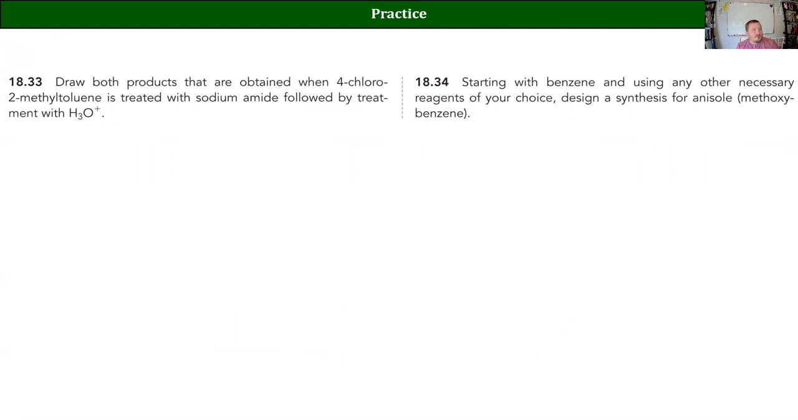All right, so let's do another practice. You've got 4-chloro-2-methyl-toluene, and it's treated with a strong base, sodium amide, followed by H3O+. So you might want to start by drawing out your reaction, figuring out what your product or products will be.